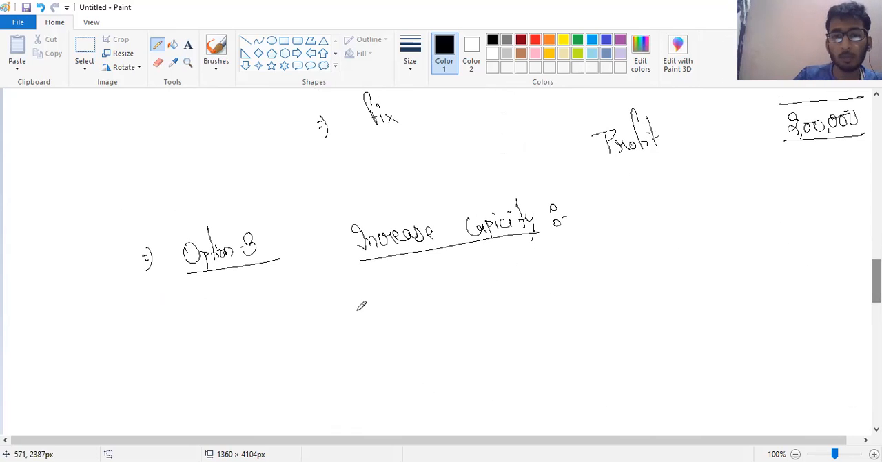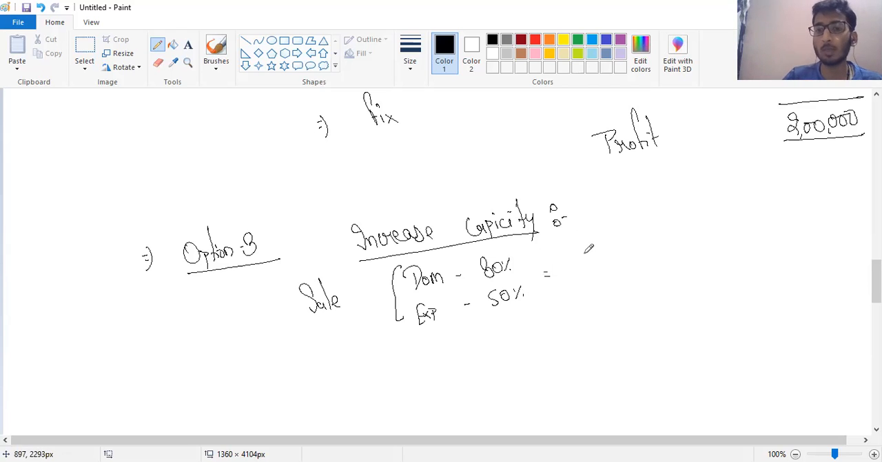I need to increase my capacity. So what would be the sale amount if I increase the capacity? For domestic, I can say 80% would be there, and for export, the 50% capacity would be there. So I can say I am working on total 130% capacity. Okay, so 12 lakh 80,000 for domestic and 7 lakh 20,000 for export. So total would be 20 lakh sale.